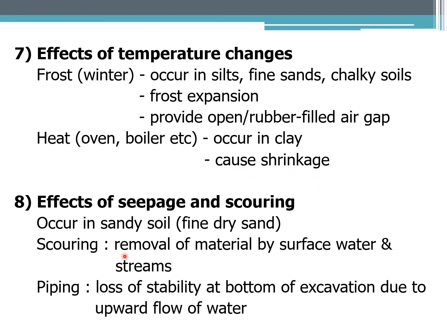Okay, this is an example. Effect of seepage and scouring. Scouring occurs in sandy soil, fine dry sand. Scouring is the removal of material by surface water and streams. And then piping, which is the loss of stability at the bottom of an excavation due to upward flow of water.